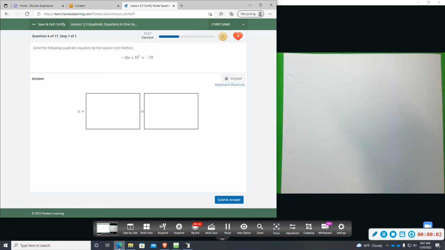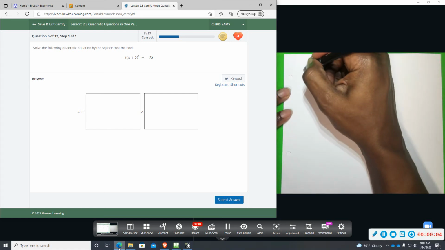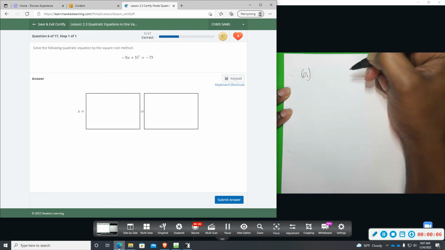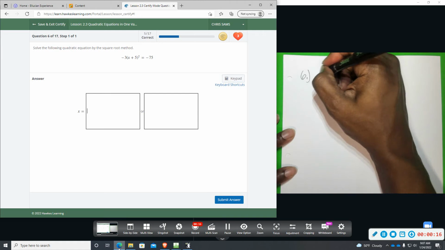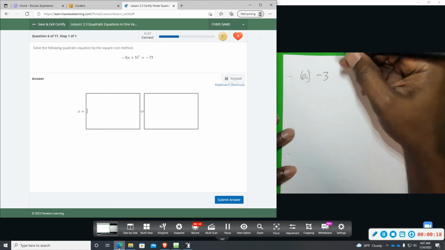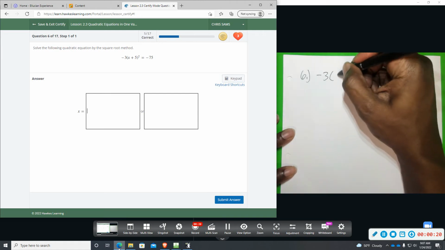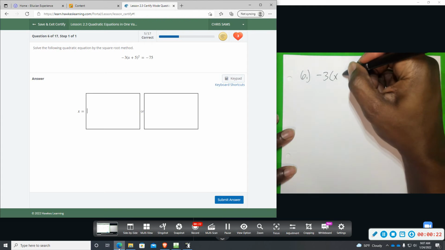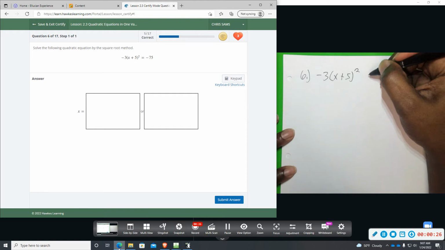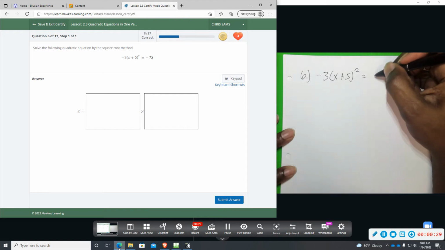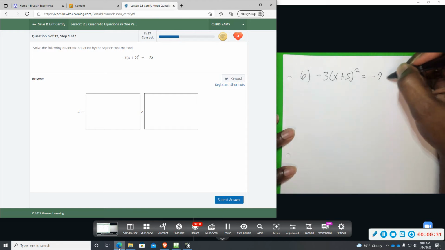Alright, number 6, they want us to solve it using the square root method. And we'll go ahead and talk about that. It's the same thing as solving, but it's already set up for us to use the square root method, so we'll do that here. So negative 3, and then we have parentheses, x plus 5, close parentheses, squared equals negative 75.